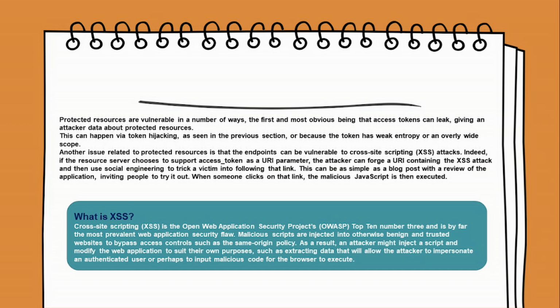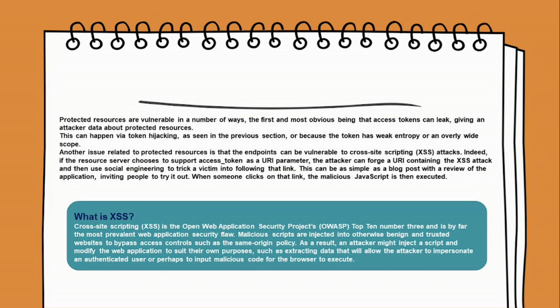Protected resources are vulnerable in a number of ways. The first and most obvious is that an access token can leak, giving an attacker data about the protected resource. As we have seen in the previous section, if by any chance the access token is leaked, then the attacker can use that to call your APIs to access the resources. This can happen via token hijacking, as we have seen in the previous section, or because the token has weak entropy or an overly wide scope.